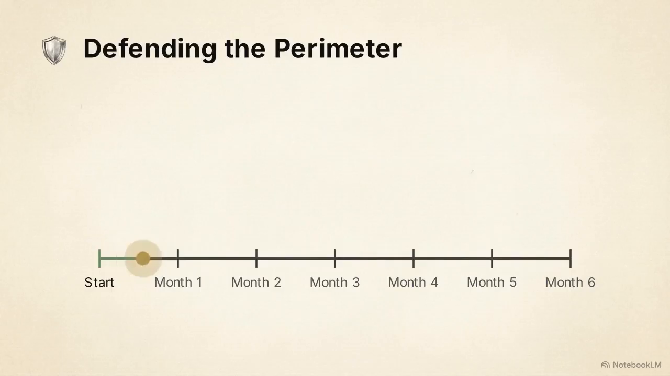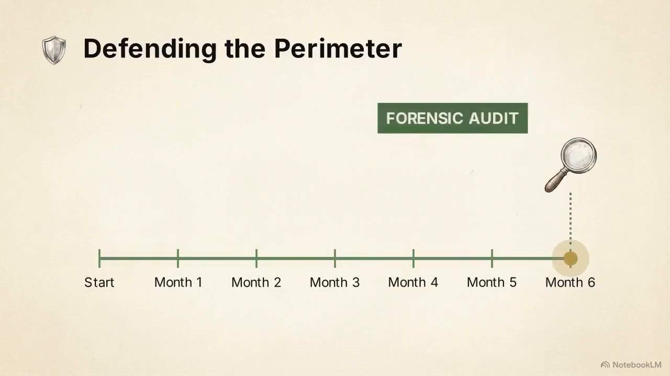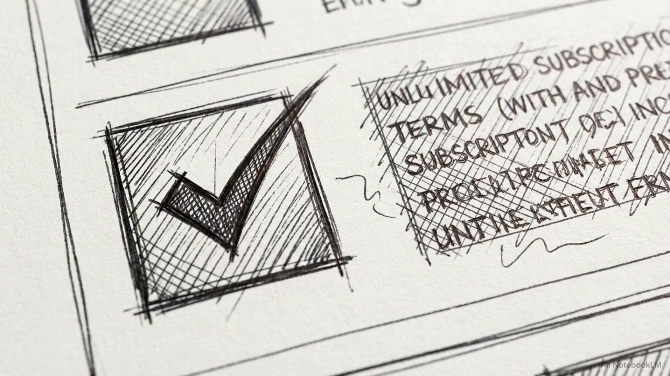To maintain this perimeter, you must repeat this forensic audit every 6 months. Corporate billing architectures will constantly try to trap you in new subscriptions, requiring regular, systematic purges.